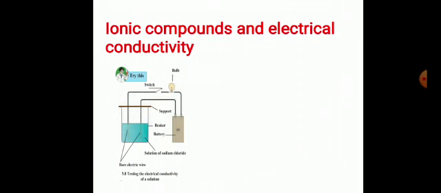The bulb will glow in the solution of copper sulfate, in dilute sulfuric acid solution and in dilute NaOH solution. The bulb will not glow in glucose solution and urea solution. Why is it so? That reason we have to study now.